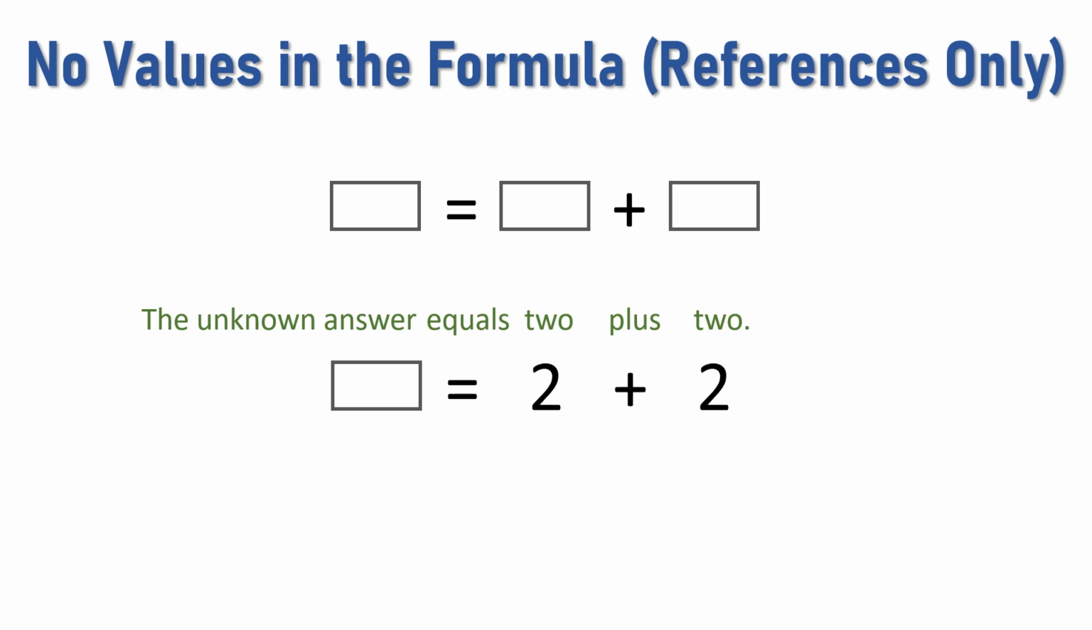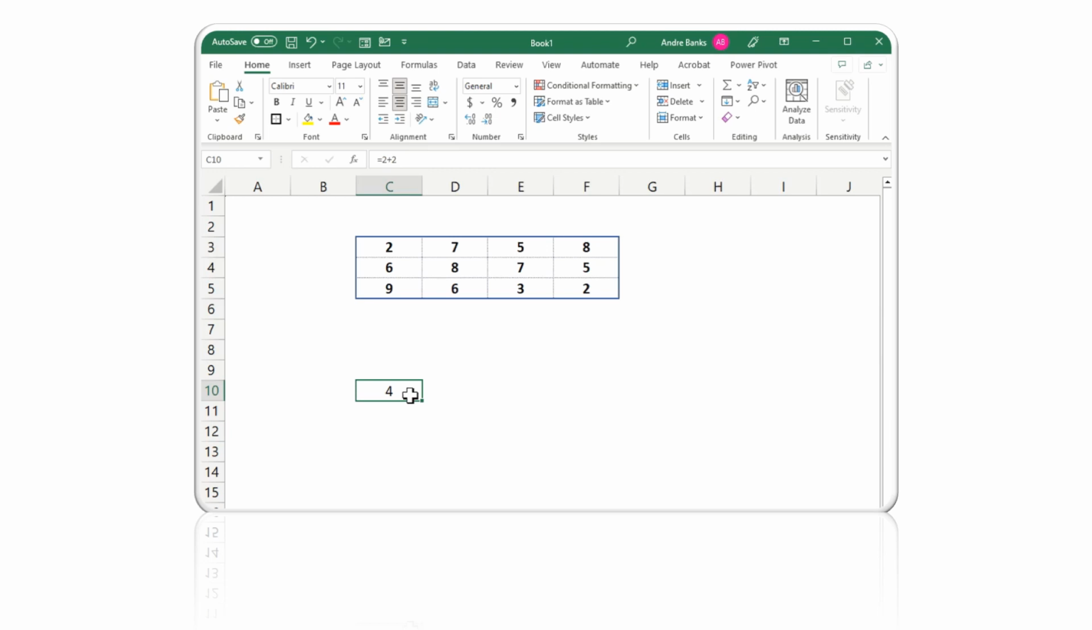We're going to reference those values. We're going to put those values in other cells, and we're going to reference the values as cells so that it now reads the unknown answer equals C3 plus F5. And of course, we're assuming that in C3 and F5, there are the numbers 2 in those cells. So let's take a look at what that looks like.